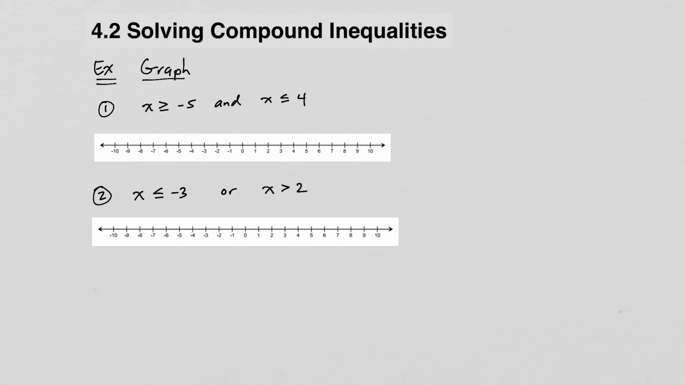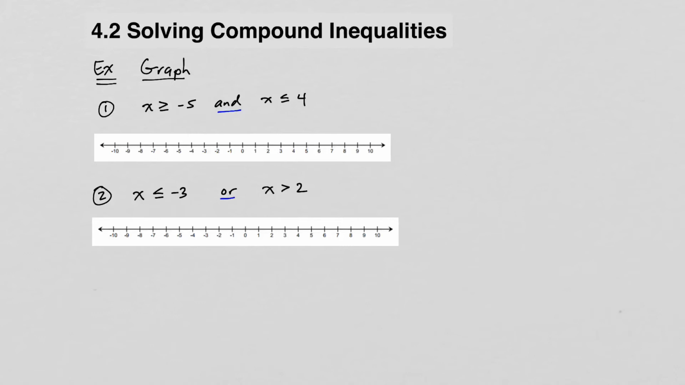Section 4.2 looks at solving compound inequalities. And a compound inequality is a couple of inequalities that are joined together by using the word and or by using the word or. So we'll start with an example of a compound inequality using the word and. For a number x to be a solution to a compound inequality using the word and, the number x has to satisfy each of the inequalities.